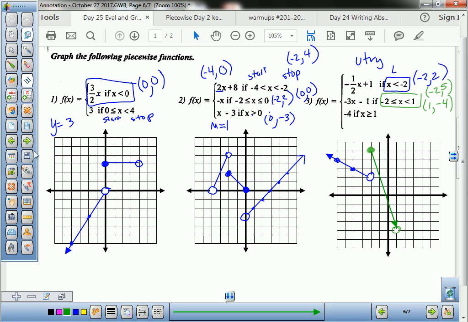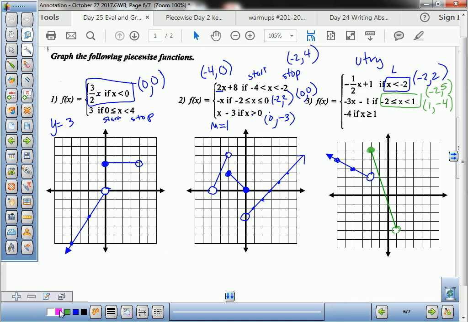Hold on one second. I put an arrow at the end of that one. I didn't mean to. Okay. So let's get rid of that arrow real quick and we'll connect the dots again. Okay. And that's that middle piece.